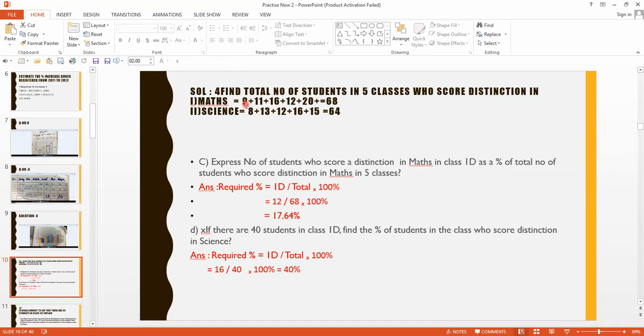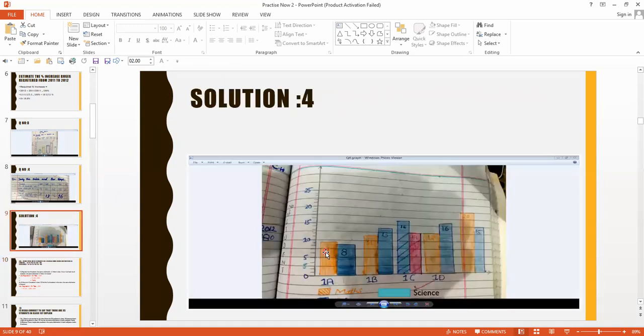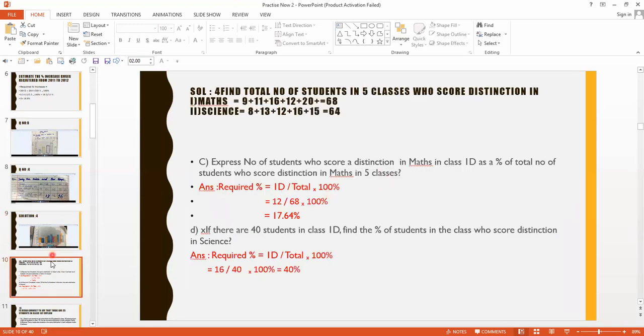So I have to add all these. How I have to add? From the bars. Look here. First I have 9. After 9, I have 11, then 16. Look at the blue. 9, 11. Sorry, these oranges. 9, 11. Now this green. 16. Then this one is 12, and this one is 20. So I have to add all these. So when I add all these, it is equal to 68.